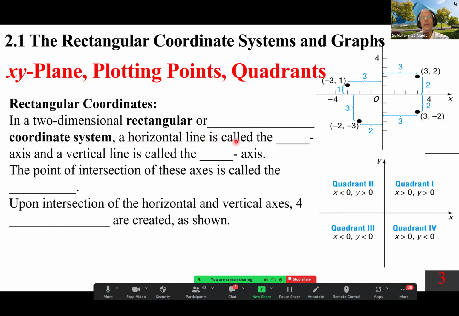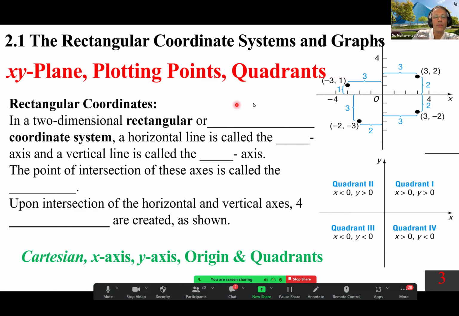A horizontal line is called the x-axis. A vertical line is called the y-axis. The point of intersection of these axes is called the origin. Upon intersection of the horizontal and vertical axes, we get 4 quadrants. So these are the answers: Cartesian coordinate system, x-axis, y-axis, and 4 quadrants.